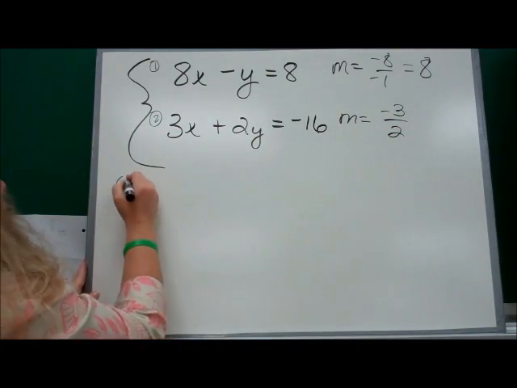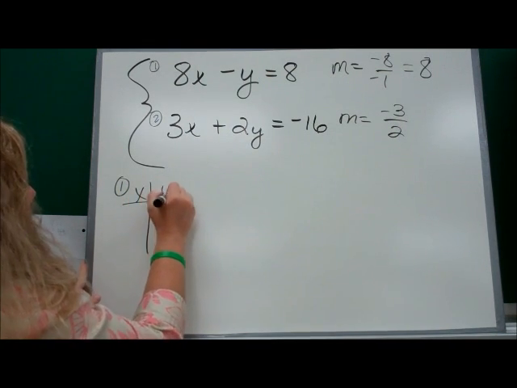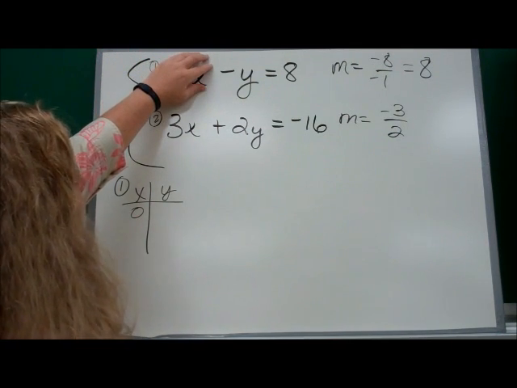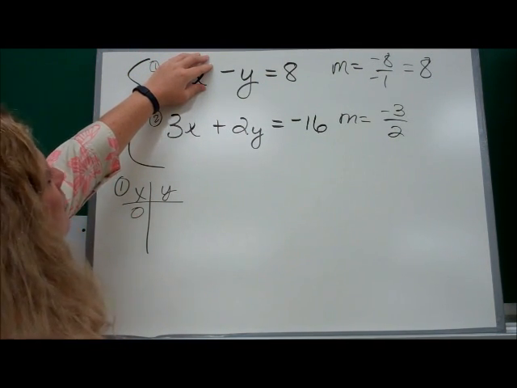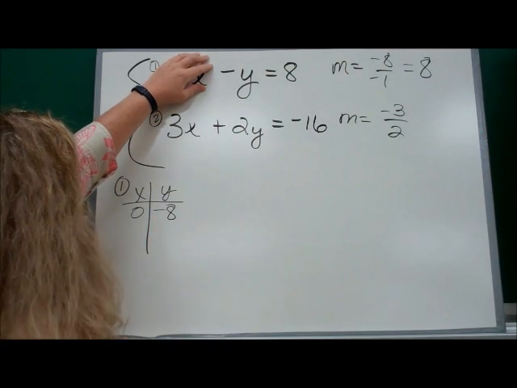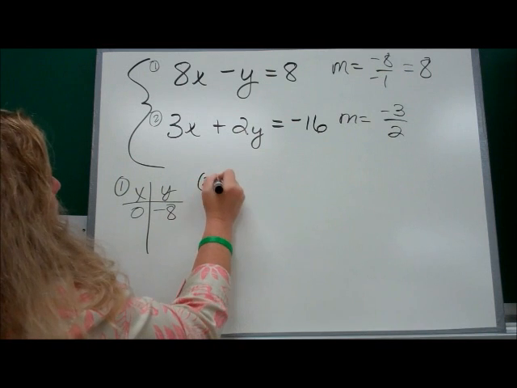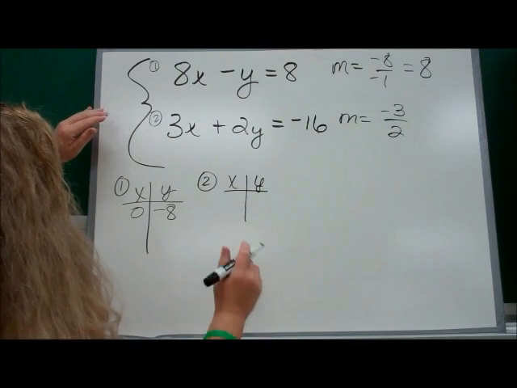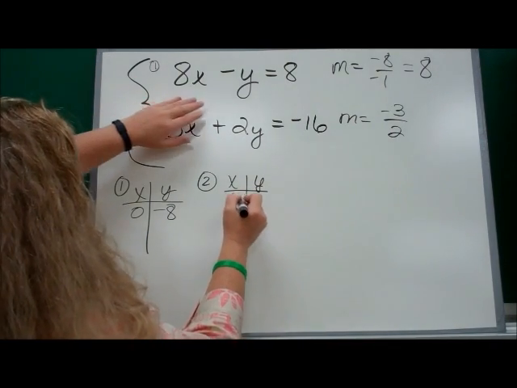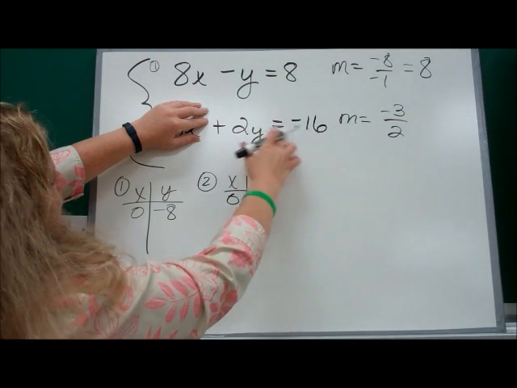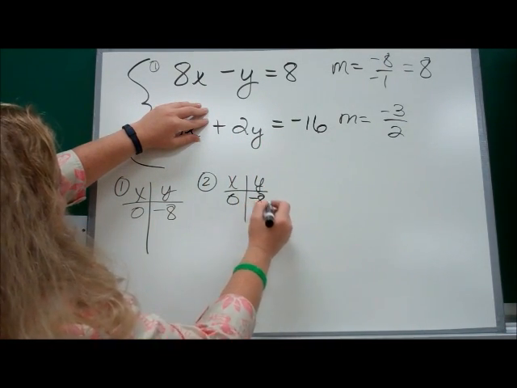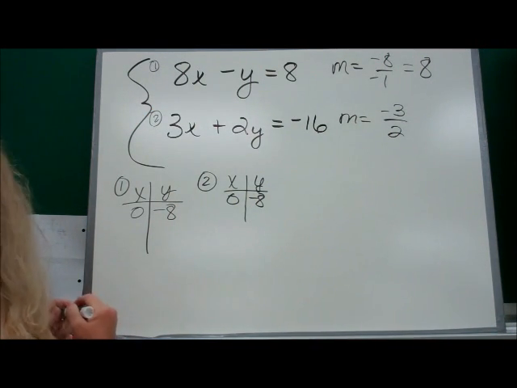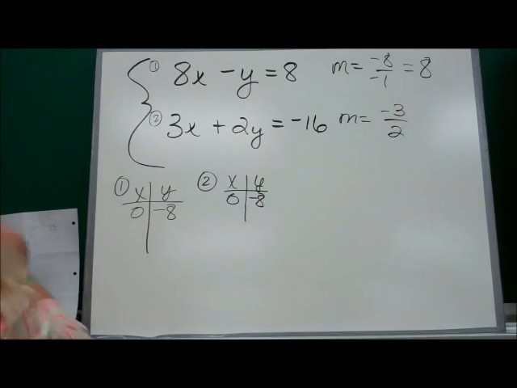Okay. Now for equation number 1, we need to find a point. And the fastest one I see is making x 0, which would be your y-intercept. Negative y equals 8, so y equals negative 8. And for equation number 2, we need to find a point. Quickest one I see again is the y-intercept, making the x 0. Negative 16 divided by 2 is negative 8. Do we see something here? I hope you do. If you don't, then let's graph them.